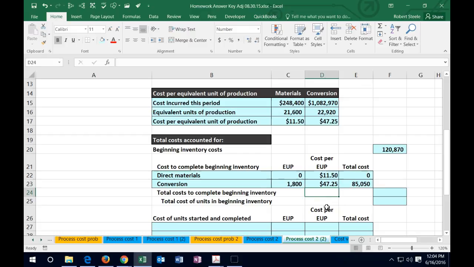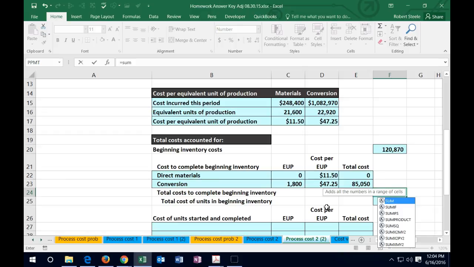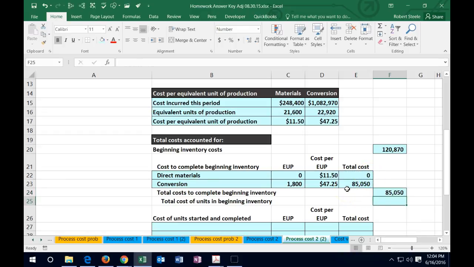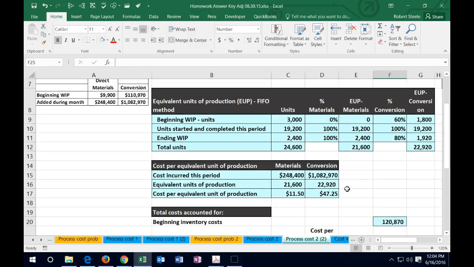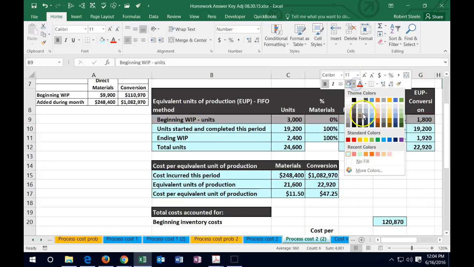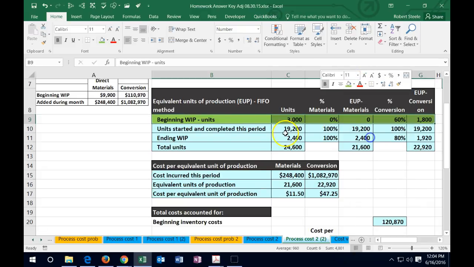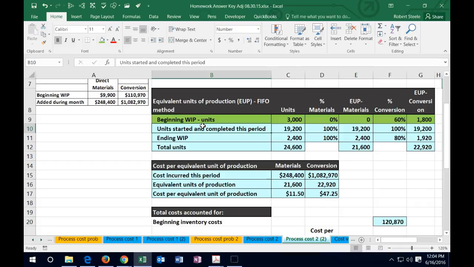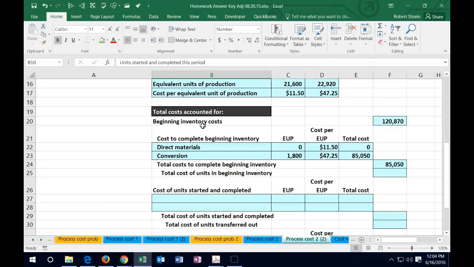So therefore, the total cost to complete the beginning inventory in terms of both the direct materials and conversion is going to equal the sum of the 0 and the 85,050. Now we're going to do the same thing for the next one on this table. So we just basically did this piece of it, and I'll make that green. We'll say we did that. And now we're going to move down and do this piece in similar fashion, with similar calculations.